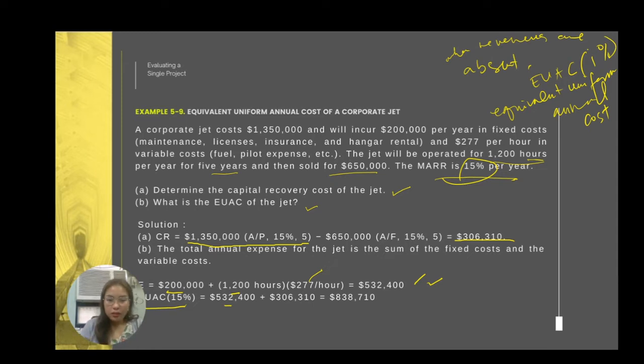Okay, sorry. So we computed the total annual expense for the jet, which is the sum of the fixed cost and the variable costs. The EUAC can be computed using our E plus the 306,310 computed for CR. So that would be a total of 838,710. Okay.